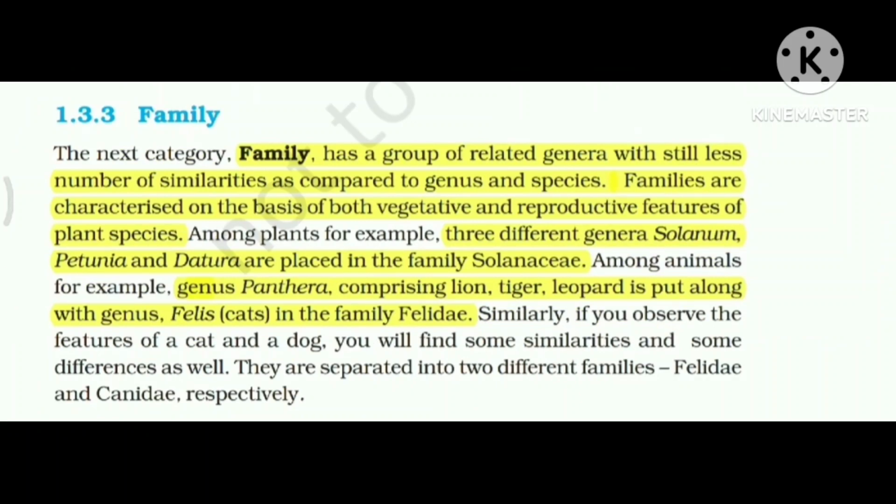Here we go for the next category, that is family. What is family? Family is a group of related genera that have less similarity in comparison to genus and species. For example, in the plant family Solanaceae, we include three different genera: Solanum, Petunia and Datura. Among animals, cat is included in the family Felidae. We can also observe some similarities and dissimilarities between cat and dog. They have different families, like Felidae and Canidae.